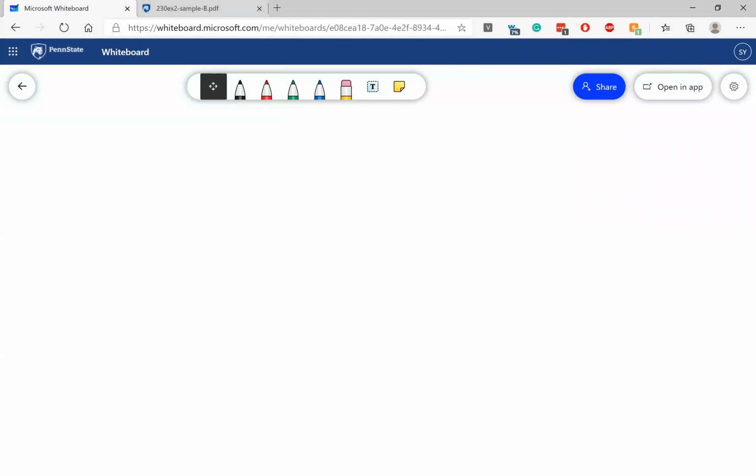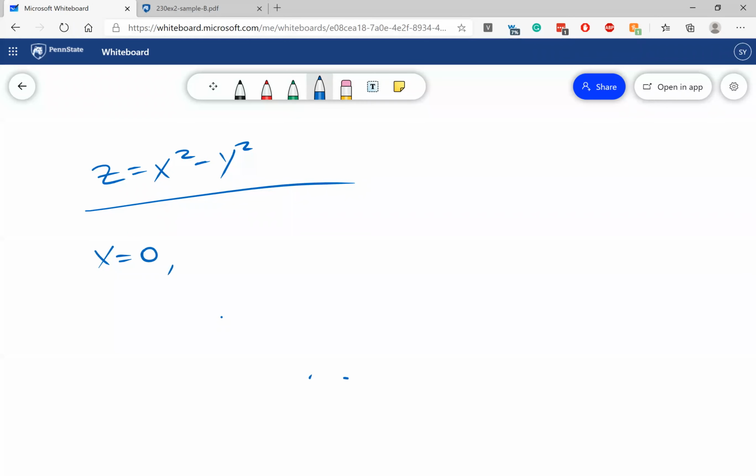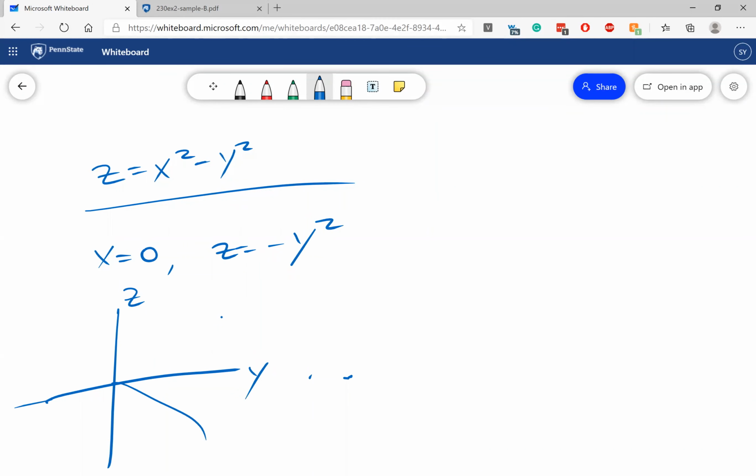Okay, so we had z is equal to x squared minus y squared. Let's start with x is equal to 0. Then we have z is equal to negative y squared, and so this would be y and this would be z. We would have a parabola that looks something like this.